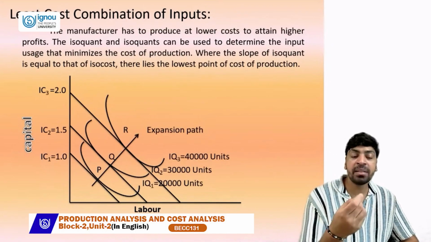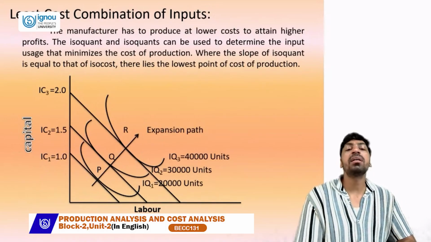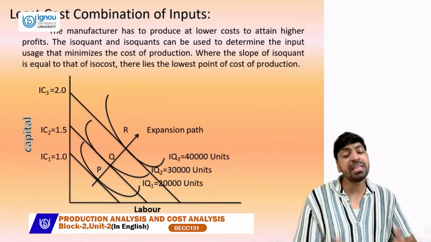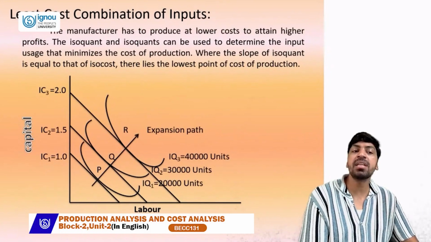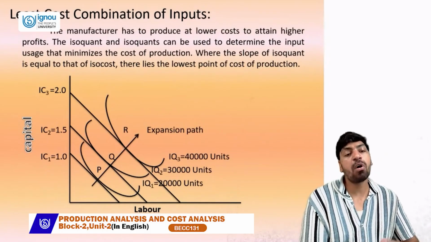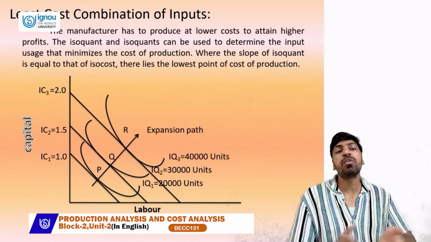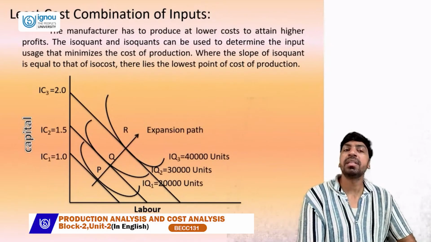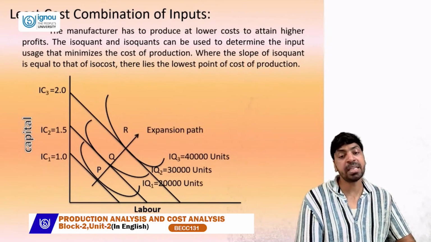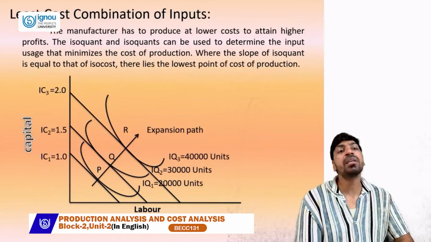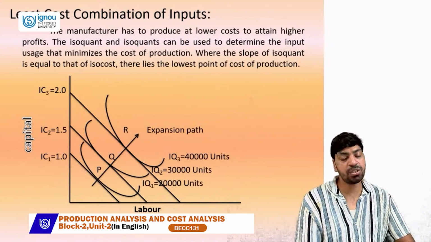That means the path is a way of combining the two inputs which yields the higher or highest level of output with the higher to highest isocost, or the level of cost, which is 1.5 and 2.0. And that's the overall conceptual framework of the least cost combination of inputs and expansion path. The expansion path is explained using the conceptual framework of the least cost combination of inputs.